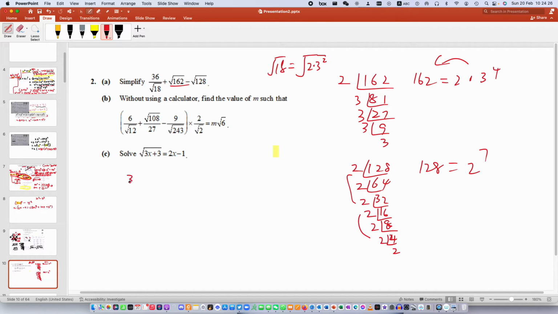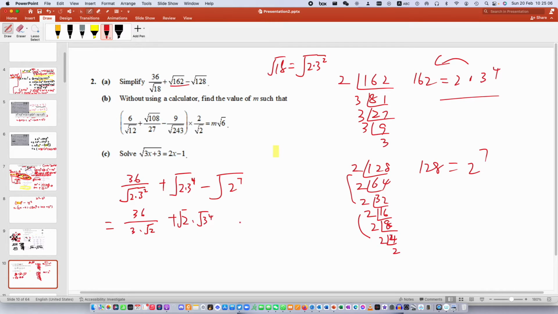So now do A. Convert to 2 to the power of 3 to the power of 2 plus. Take this one, convert it to 2 times 3 to the power of 4. Then convert this to 2 to the power of 7. That's your first step. After that you can do the simplification. You can square root the 3 squared. Square root and square are opposite to each other. So it's 3 times square root 2. For this one you cannot, so basically you just show this.